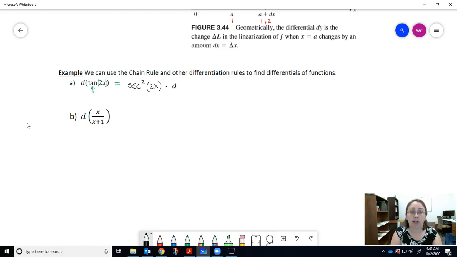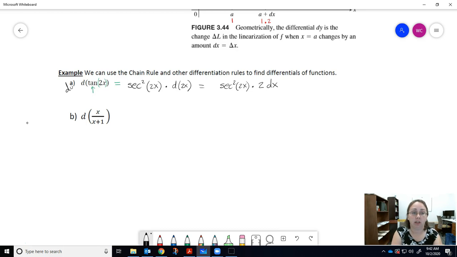Remember, d is how we write in differentials, take the derivative. So we're going to take the derivative of the inside. But the 2 is just a constant multiple, so what can we do with that? We can just take it out. So we have secant squared of 2x times 2 dx, the derivative of x. Well, that's just dx. We don't need the parentheses. That is our differential dx that we need at the end of our problem. So there you go. So what we just found here was the differential of this function here.